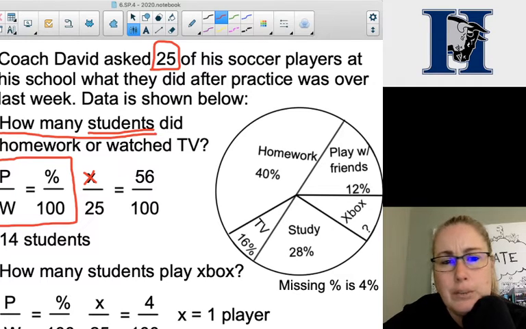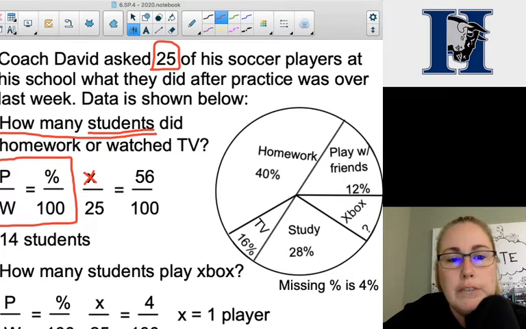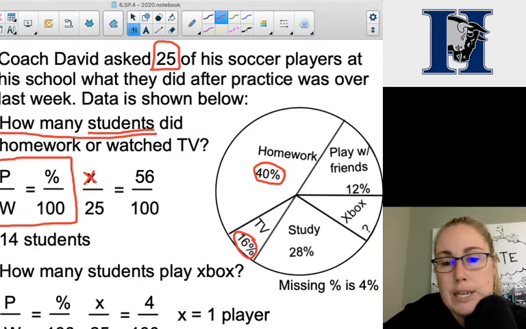How do we figure out the percent? Well, we're looking for students that did homework and watch TV. So homework is 40% and TV is 16%. So to find the percent that could be either of those, we add them together to get 56%. So this is my percent, 56%, and of course over 100.